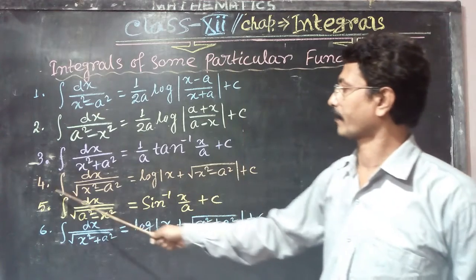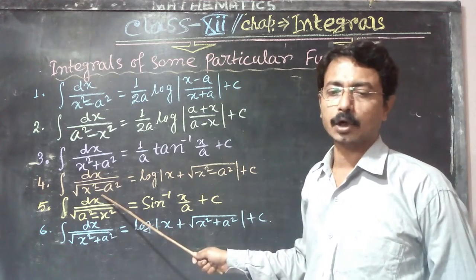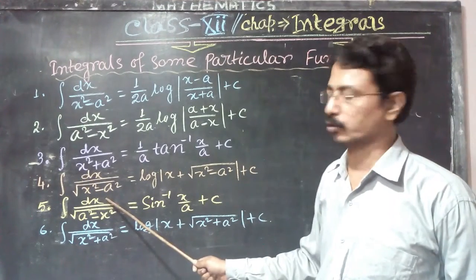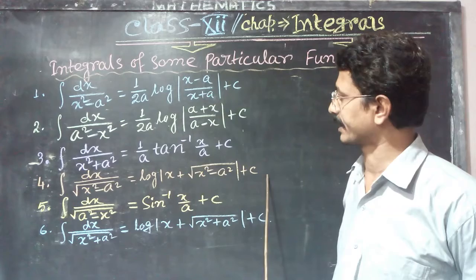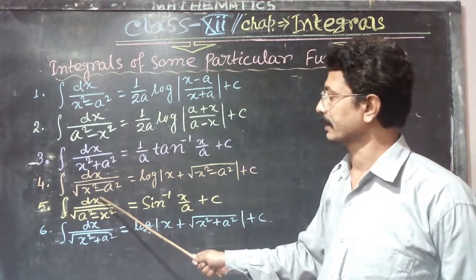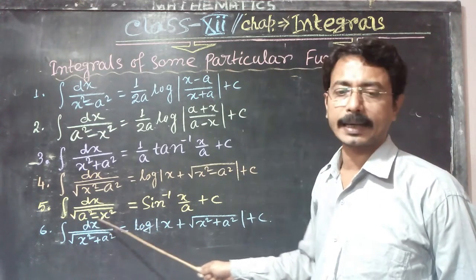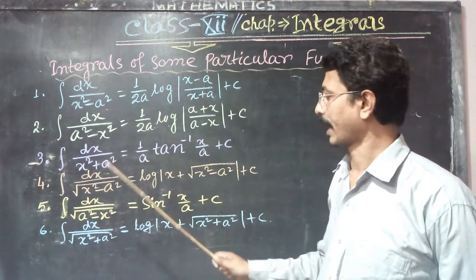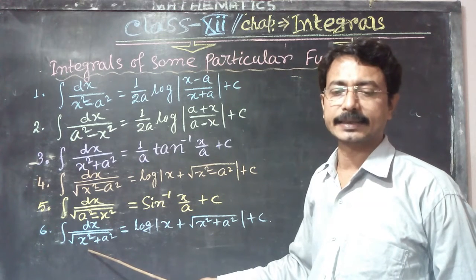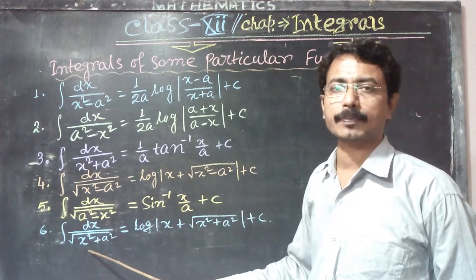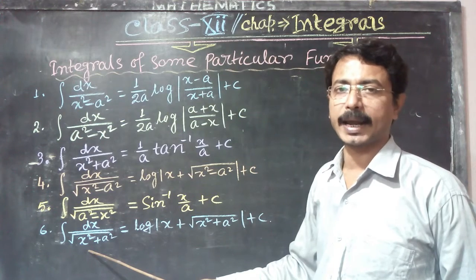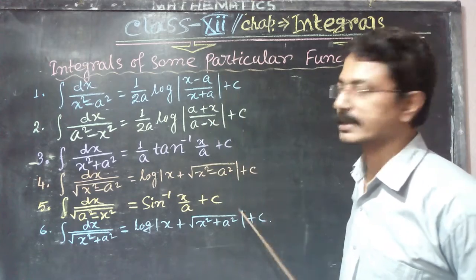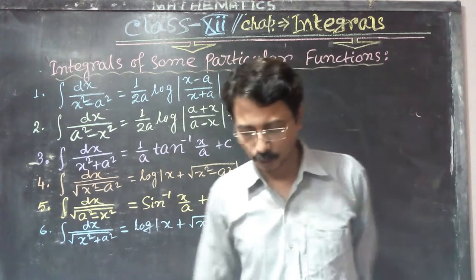Number four, integration dx by root over x square minus a square equal to log mod x plus root over x square minus a square plus c. Number five, integration dx by root over a square minus x square equal to sin inverse x by a plus c. And at last, integration dx by root over x square plus a square equal to log mod x plus root over x square plus a square plus c. In all cases, c is the integration constant.